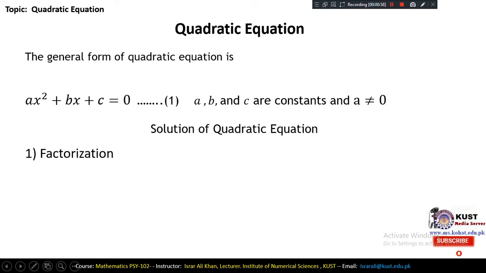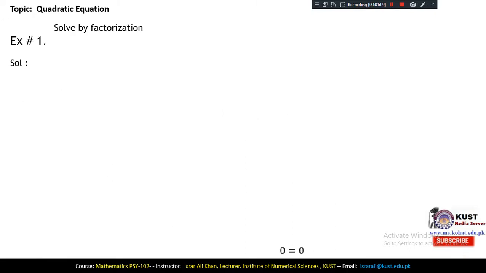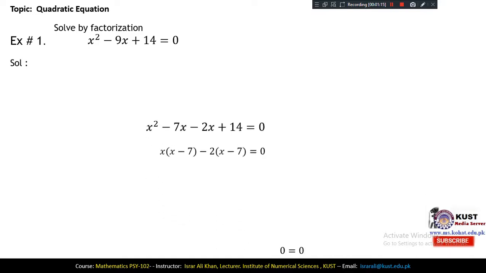Now we are moving to the solution of quadratic equations. Here we are going to discuss only two methods to solve the quadratic equation. One is factorization and the other is the quadratic formula. Now here is the first example. We have to solve this by factorization.